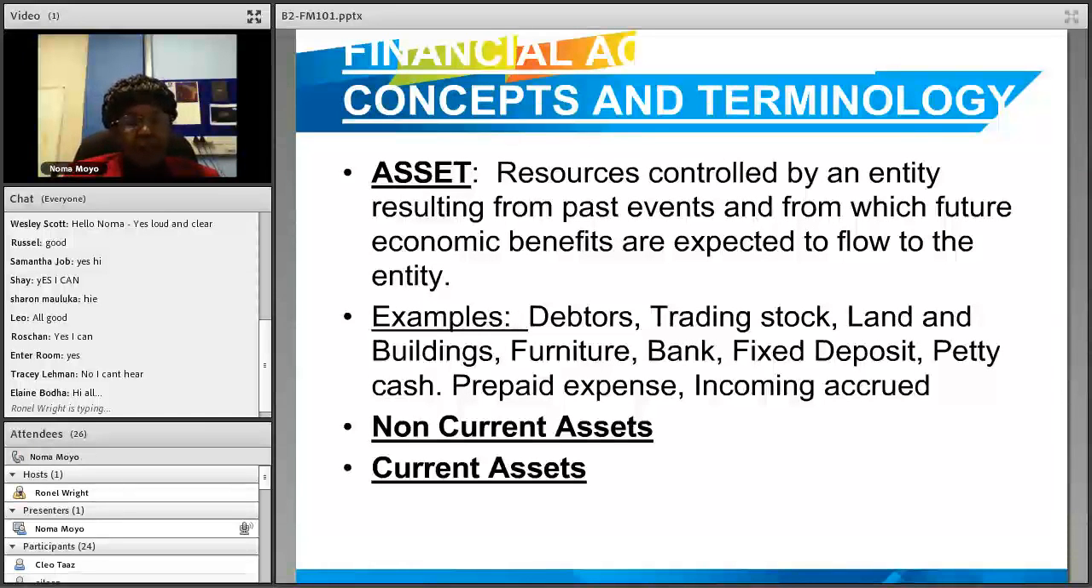Now we have talked about what an asset is. You know what an asset is. It's what belongs to the business. Read about that. Assets are divided into two. Those that are more permanent are called fixed assets or non-current assets. And then we have current assets. So an example of assets are debtors, stock, land and buildings, furniture, bank, fixed deposit, petty cash, prepaid expense, and income accrued.